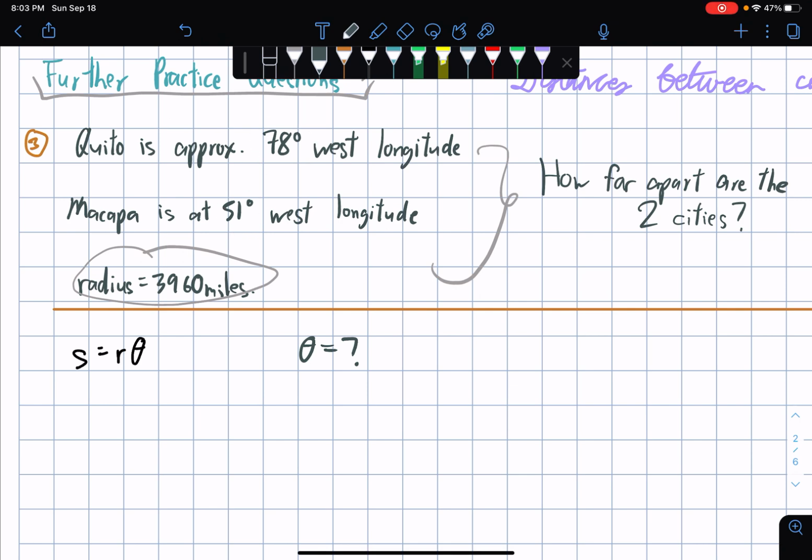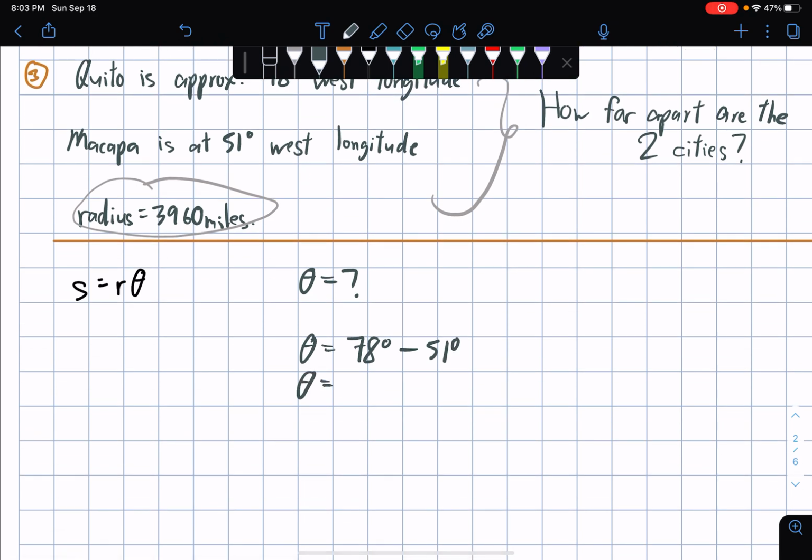Please don't expect me to say why the solution is actually how it is. I just know that this is how you do it. So the greater degree, that's your initial value, then you minus the smaller value. So 78 degrees minus 51 degrees. Theta is equal to, please use your calculator or just compute it manually. It's 27 degrees. So this is our theta. We can now solve.